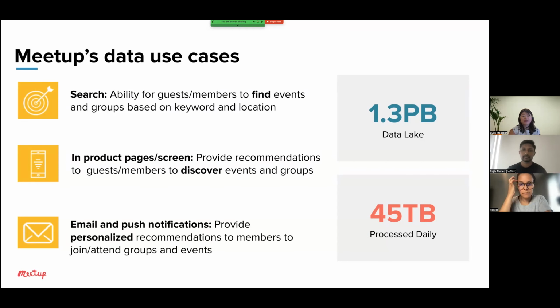The second use case is within other product pages and screens within the application. These are populated for you to discover an event or group and can be found on your homepage after you RSVP to an event or at the bottom of event and group pages and screens. The last use case is within email and push notifications. Our models are used to provide personalized recommendations. So if you receive a new group suggestion or suggested events in your email inbox, those are powered by our models.